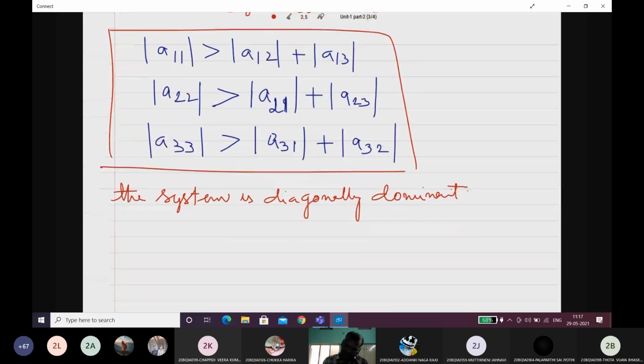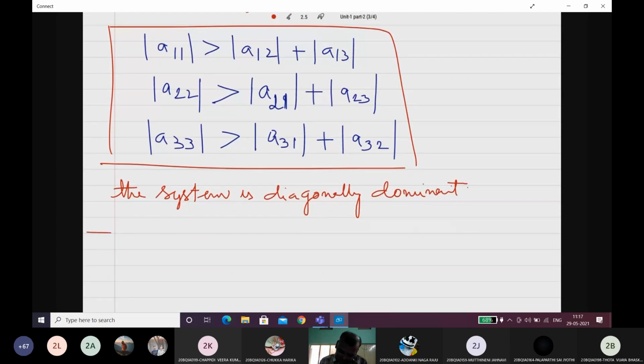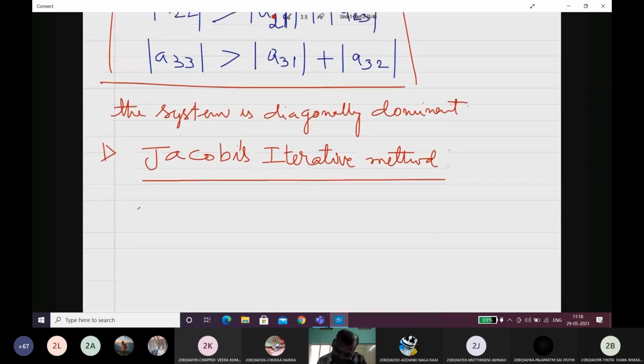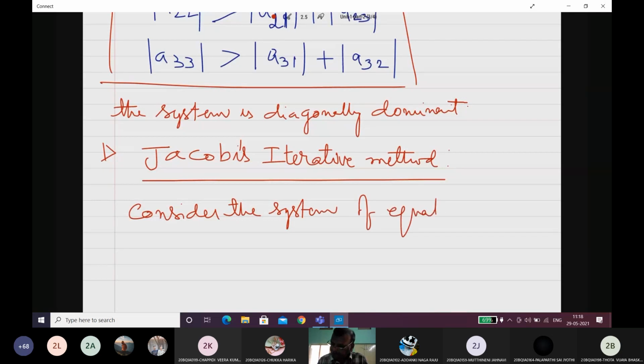Now, let us see the first method, Jacobi's iterative method. Now, consider the system of equations.